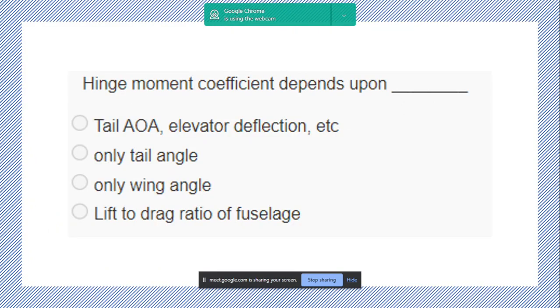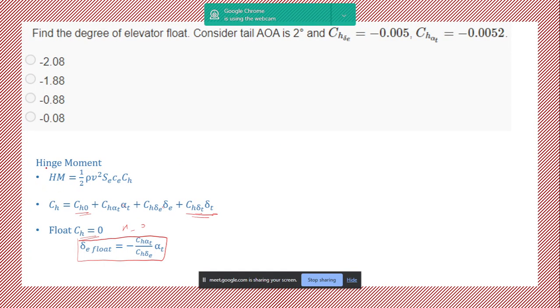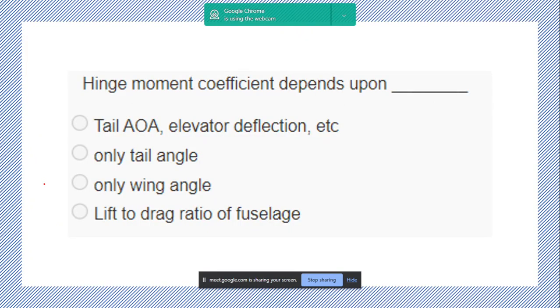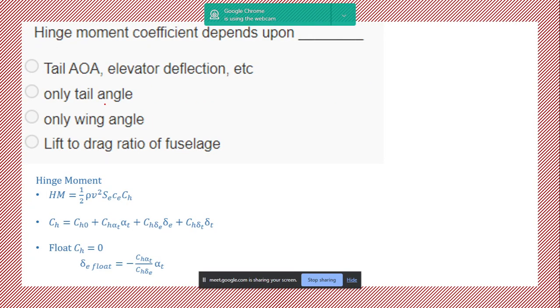Okay. Next question. Hinge moment coefficient depends on. We just saw the equation here. This is the hinge moment. Hinge moment coefficient is here. So what does it depend on is the question. Look at the options: tail angle of attack, elevator deflection, only tail angle, only wing angle. Exactly, first option. Hinge moment depends on all those parameters: tail angle of attack, elevator deflection, trim tab deflection.